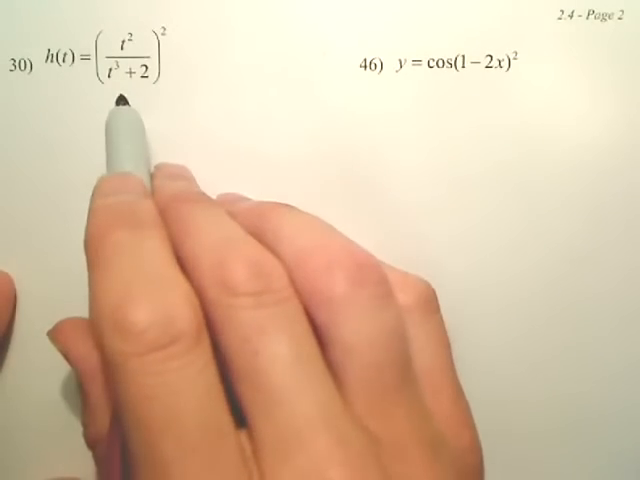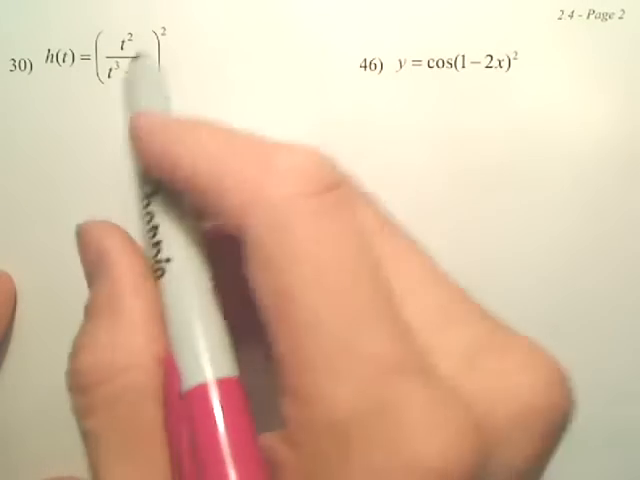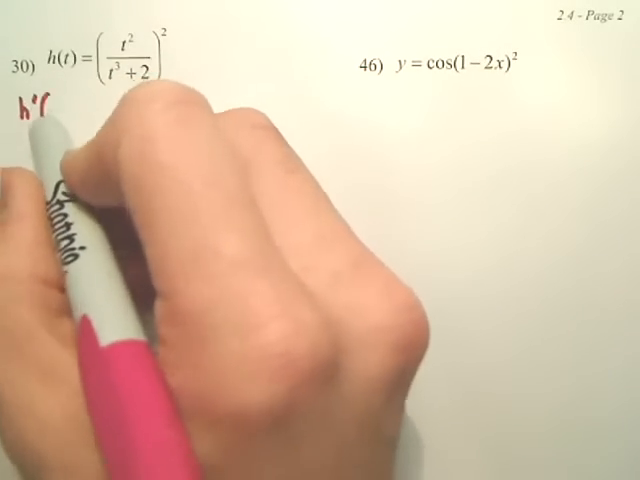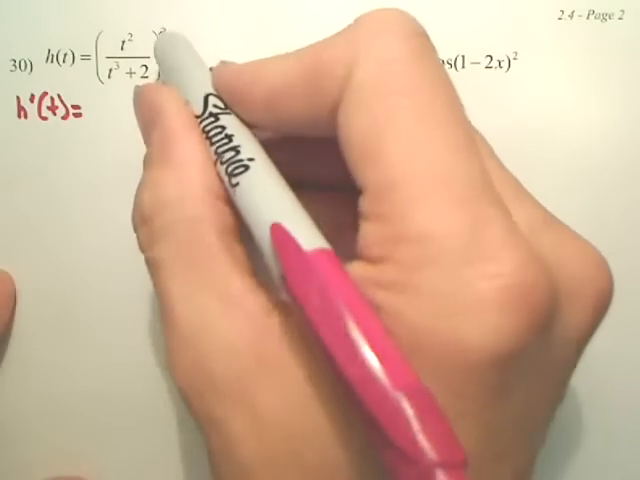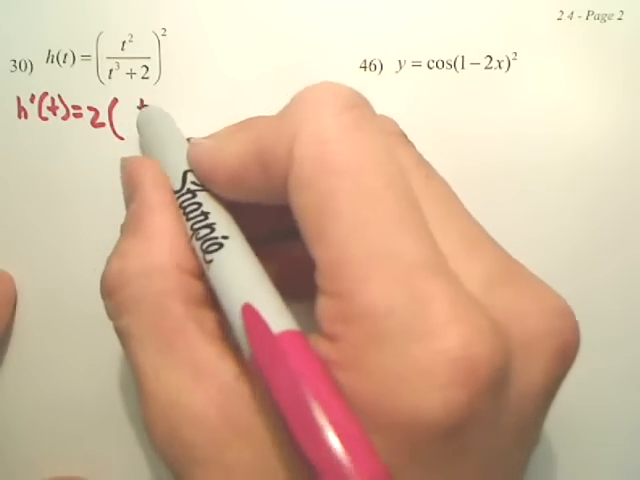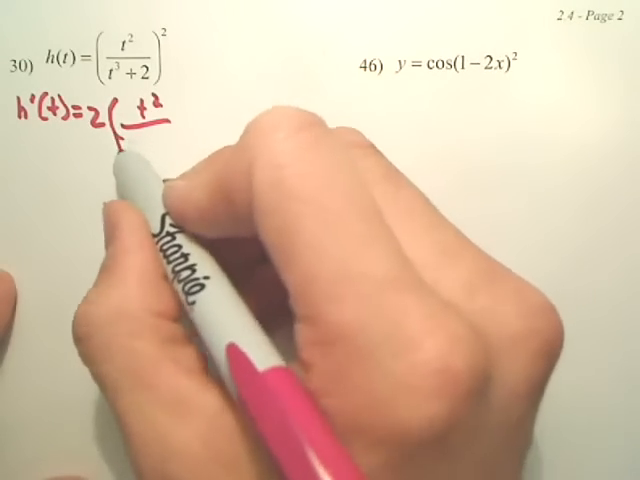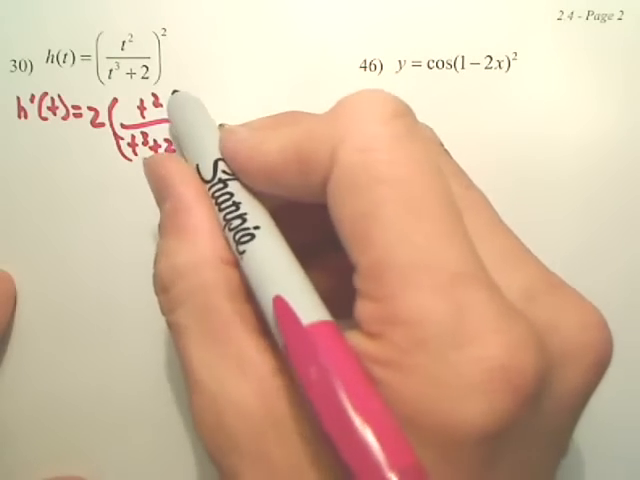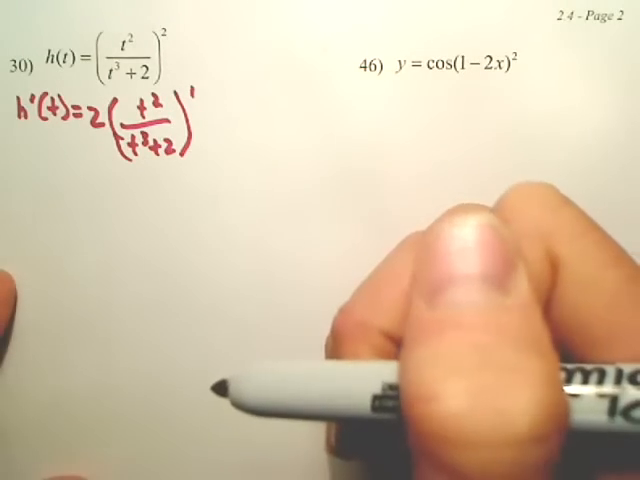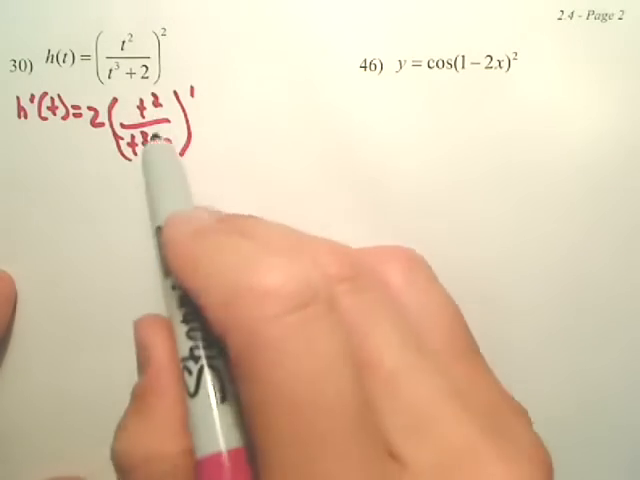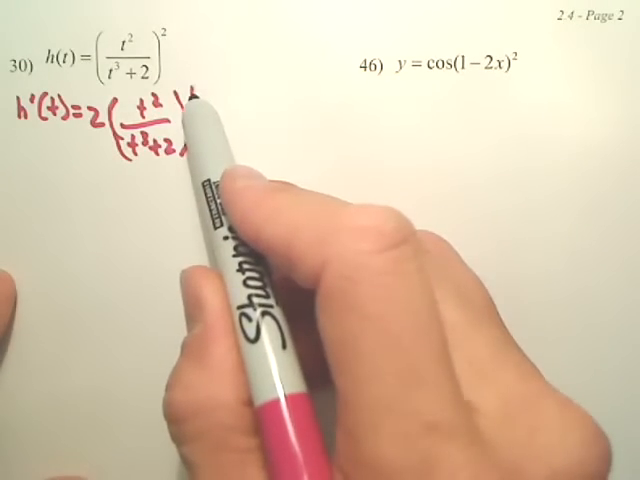Let's derive this. You should realize this is your u, the inside. So derive h of t. You're going to take the 2, bring it out front, leave the inside, which is simply t squared over t cubed plus 2 to the first power. So I derived it as u squared. Put the 2 out front, leave the inside, subtract 1 from the power.